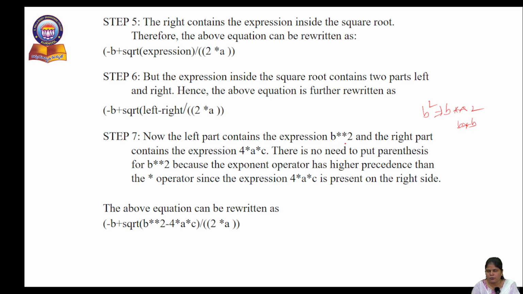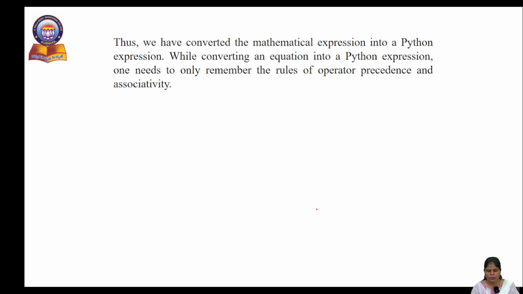So b into 2, and the right part contains 4ac, so 4 into a into c. There is no need to put the parenthesis, because exponential notation has higher precedence than the normal multiplication operator, since the expression 4ac is present on the right side. So what we have to do: minus b plus square root of b into 2 minus 4 into a into c, by 2 into a.